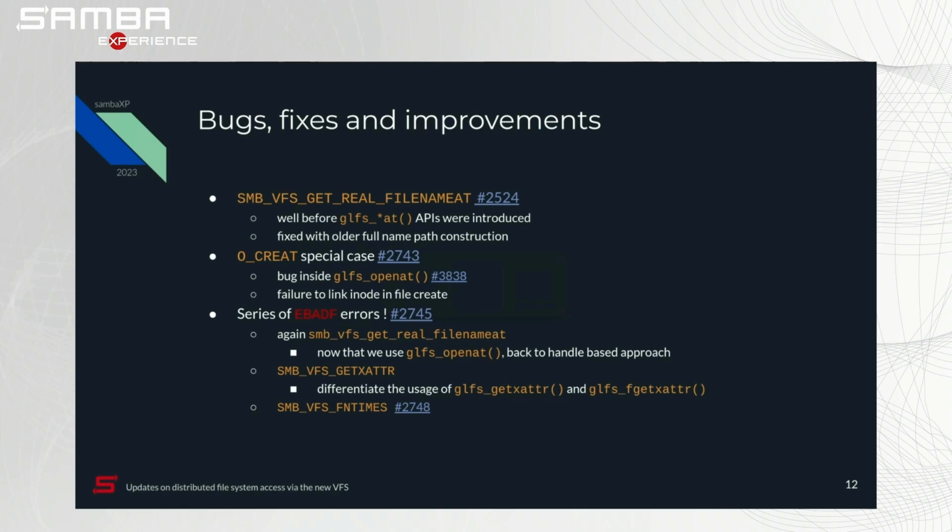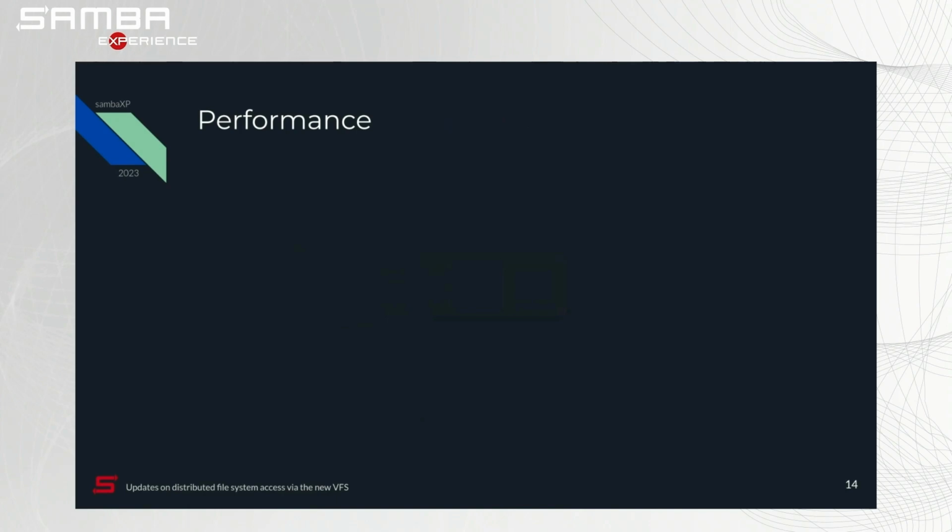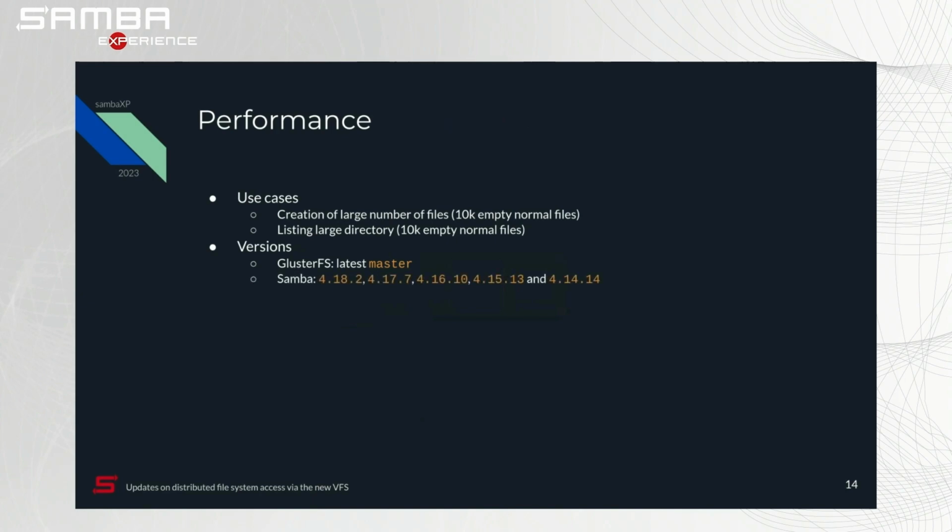Now let's take a look at how it impacted the overall operation of the VFS integration. So on the performance side, the data that we are going to see, these are the metrics that I have used. Use cases here are for creating large number of files in a directory, like 10K empty normal files, and listing that particular large directory. Versions that we have used here is the latest master from GlusterFS, and keeping it constant, we are comparing it with various versions of Samba: 4.18.2, 4.17.7, 4.16.10, 4.15.13, and also 4.14.14. This is done basically to see how the change to the new VFS have impacted the overall performance.